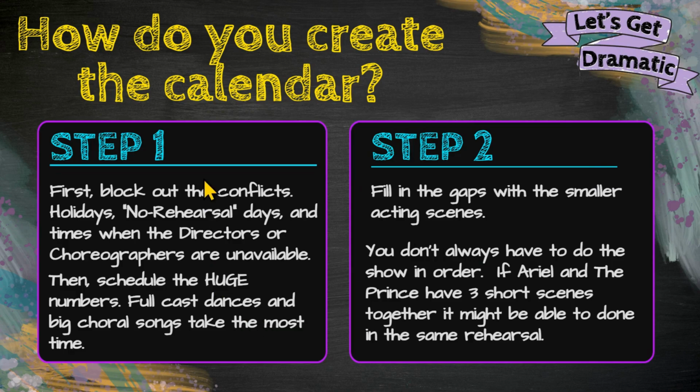The second step, after you've done these two things, is to fill in the gaps with smaller acting scenes. You don't always have to do the show in order. If Ariel and the Prince have 3 short scenes together, it might be able to be done in the same rehearsal. So you could be doing scene 1, scene 5, and one of the ending scenes all in that same rehearsal if they're only small scenes.